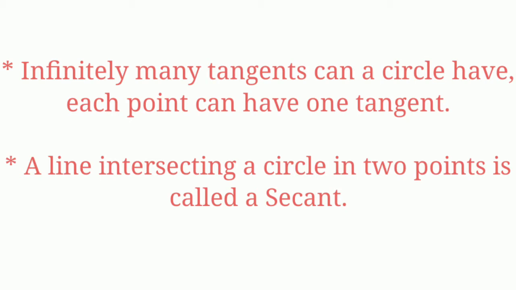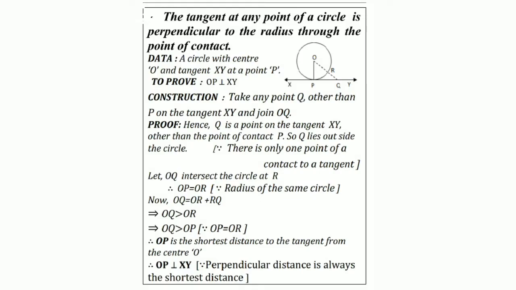Now understanding the theorems regarding tangents. The tangent at any point of a circle is perpendicular to the radius through the point of contact. Okay, so if we join OP, then that OP will be perpendicular to the tangent line. Here I am taking it as XY. So OP is perpendicular to XY.